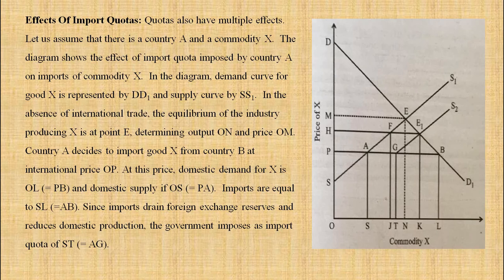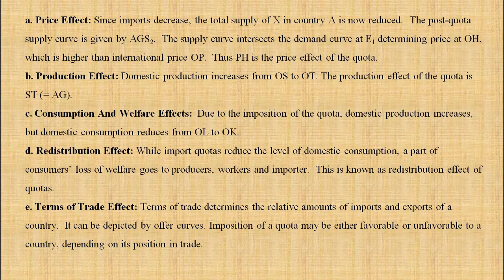The government imposes an import quota of ST. This is what you have to understand. Then the price effect. Since imports decrease, the total supply of X in country A is reduced. The post-quota supply is given by AGS2. The supply curve intersects the demand curve at E1, determining price at OH, which is higher than international price OP. So PH is the price effect of the quota.